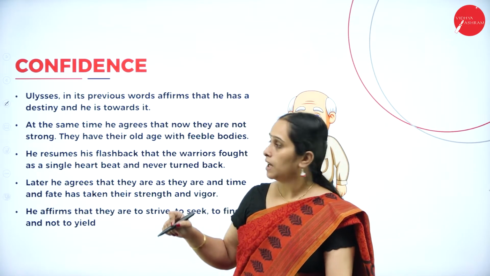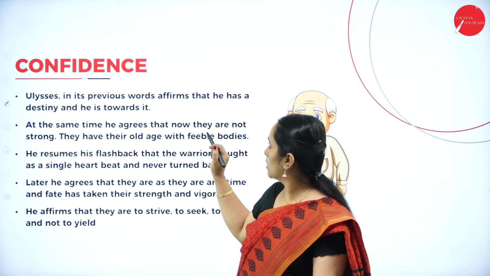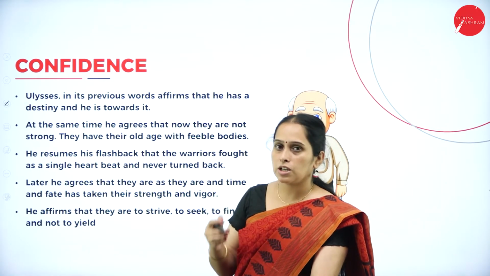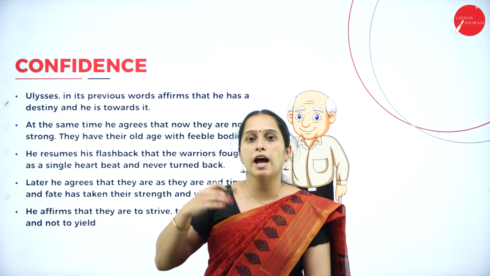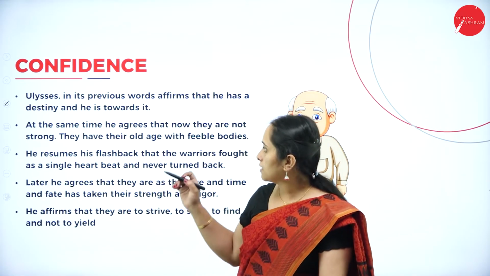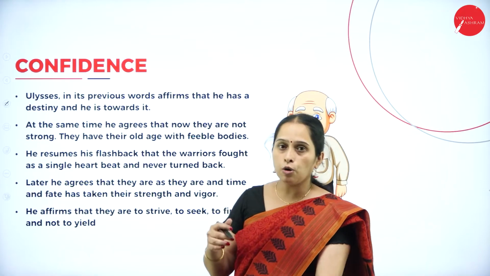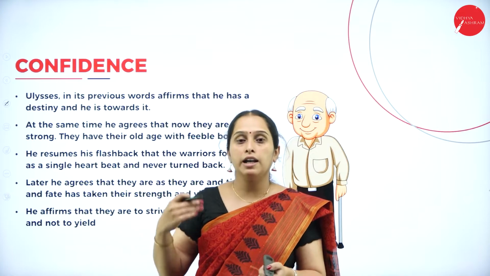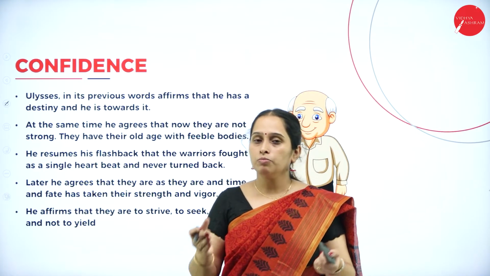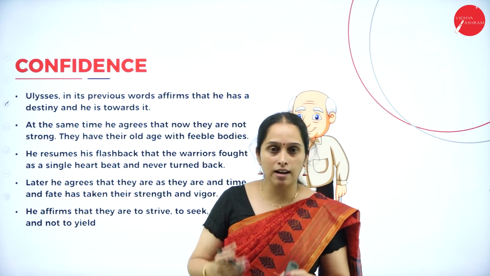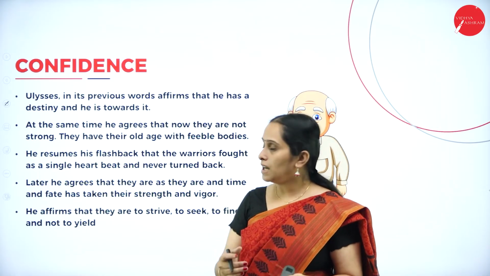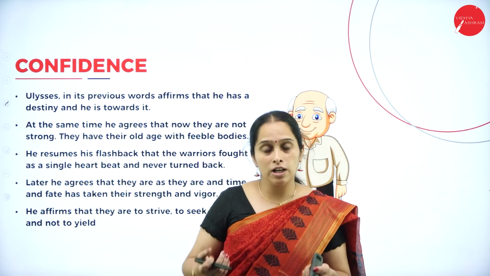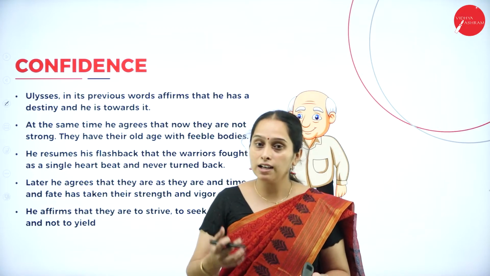Ulysses in his previous words affirmed that he has a destiny and he is moving towards it. He says, I have a destination and I am moving towards that. At the same time, he agrees that now they are not strong. So he says, sinking star, and he wants to gain more knowledge. He and his fellow beings are not young now, they are old, but that is not a matter for them. Though they are older physically, they are young at heart.